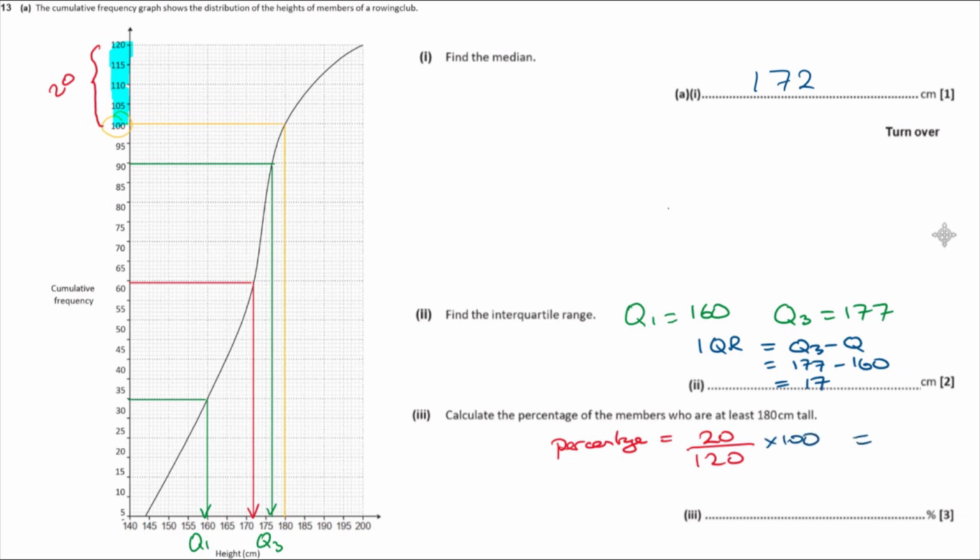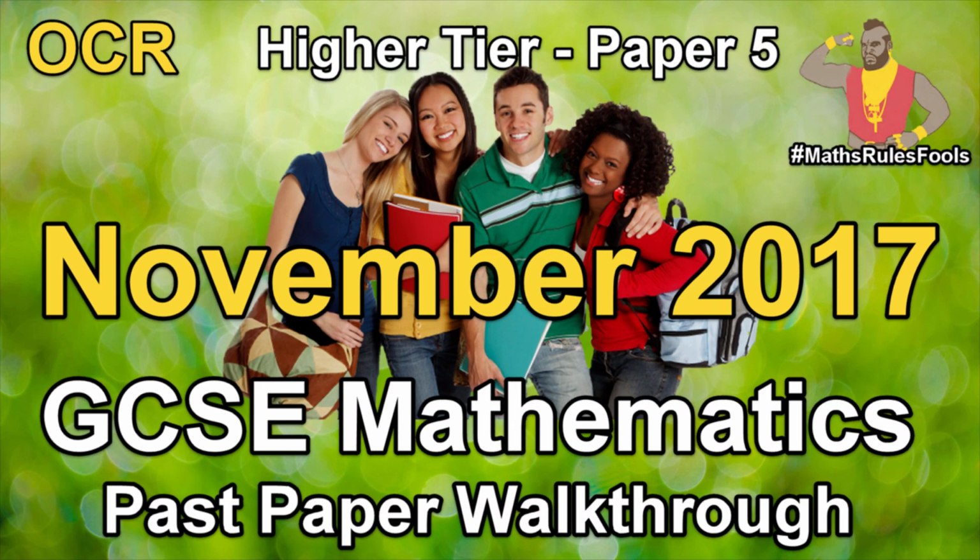To get it as a percentage, 20 divided by 120 times by 100 comes out to be 16.6 recurring. I'm going to round that up to 16.7 then. So that's 16.7%.